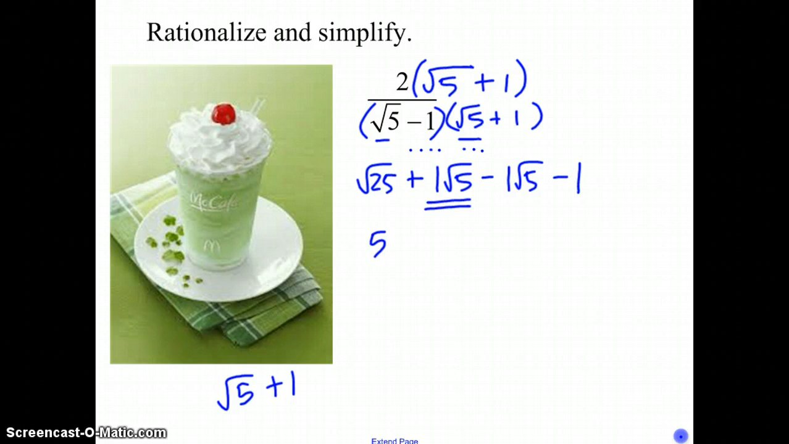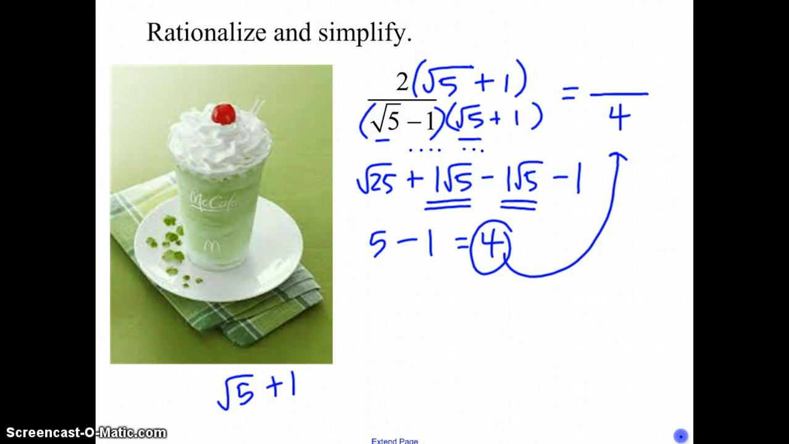You realize quickly these two are going to cancel each other out. So now we have 5 minus 1, which is 4. That's our denominator. We take that 4, put it in our denominator. Perfect. On the top, we don't have to FOIL, we just have to distribute. We take that 2 and distribute it to each term. So our top is 2 root 5. 2 times 1 is 2.